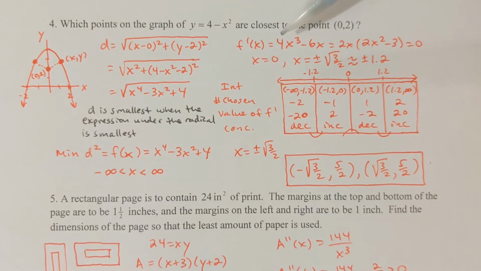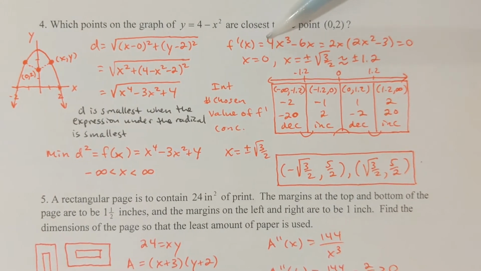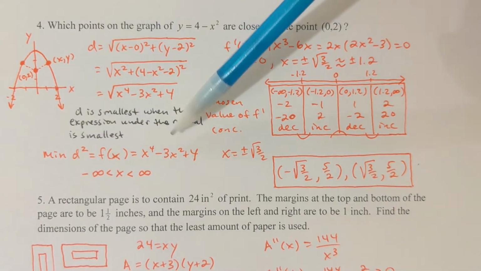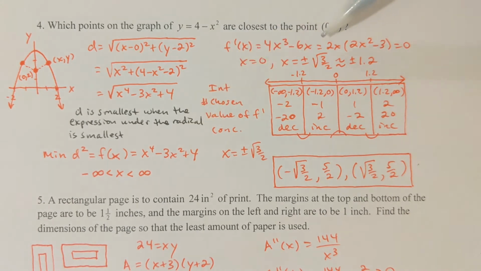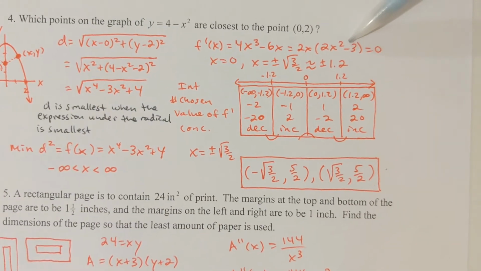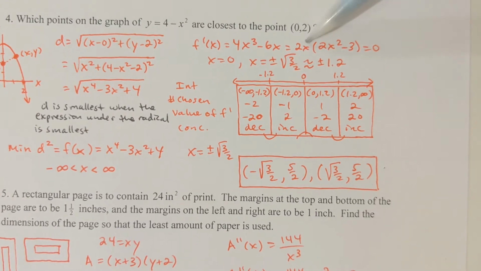Okay, now I've got to get my critical numbers. So here f prime of x is 4x cubed minus 6x. And 2x would be in common to those two terms. You can factor that out. The leftover would be 2x squared minus 3. Okay, when you set these two expressions equal to 0, you're going to have x equals 0 or x equals plus or minus the square root of 3 halves, which would be plus or minus 1.2 roughly.